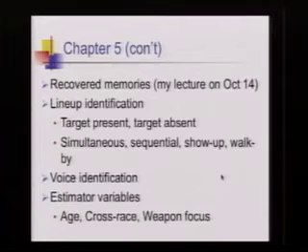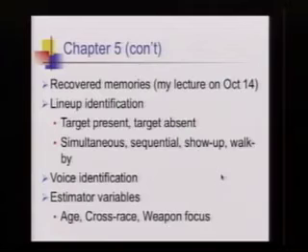We spent quite a bit of time talking about lineup identification, right? The difference between target present and target absent, and what is more or less accurate, you'll need to know. The difference between, I think you've got this one, simultaneous versus sequential. We covered that on Monday with assignment 3. Also, the textbook talks about show-ups and walk-bys. So you need to know the 4 different types of lineup identifications.